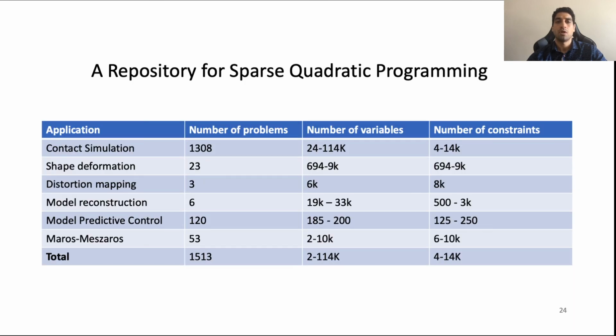To evaluate our solver and compare it with other solvers, we built an extensive repository of sparse QP problems from a range of real applications. As shown, the dataset repository includes a wide range of problems that vary in number of variables and constraints, with the number of non-zeros ranging from hundreds to millions.